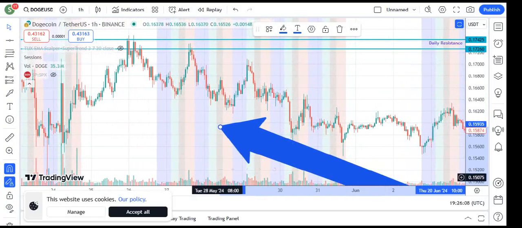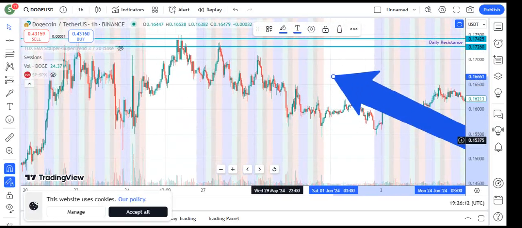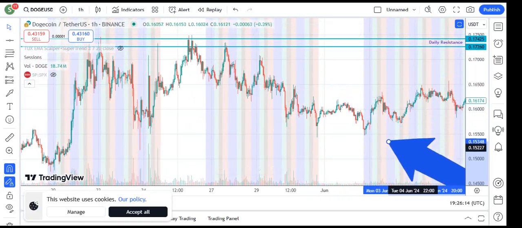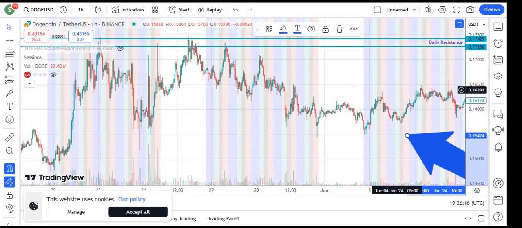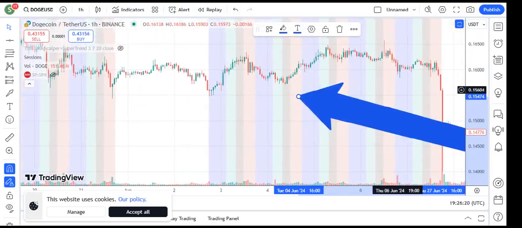So there's so many on this chart. I'm just trying to look for one I can explain better.